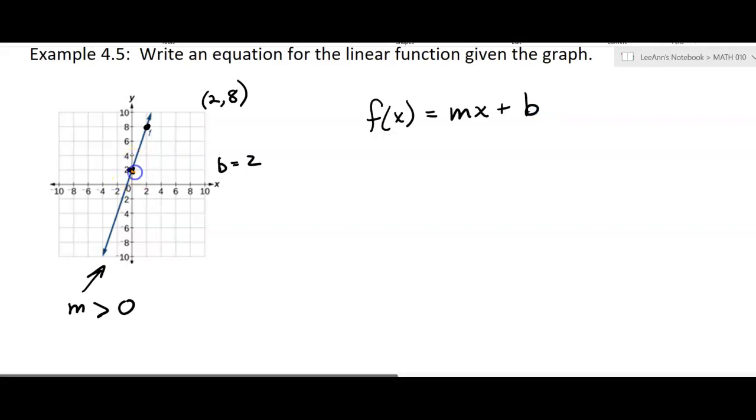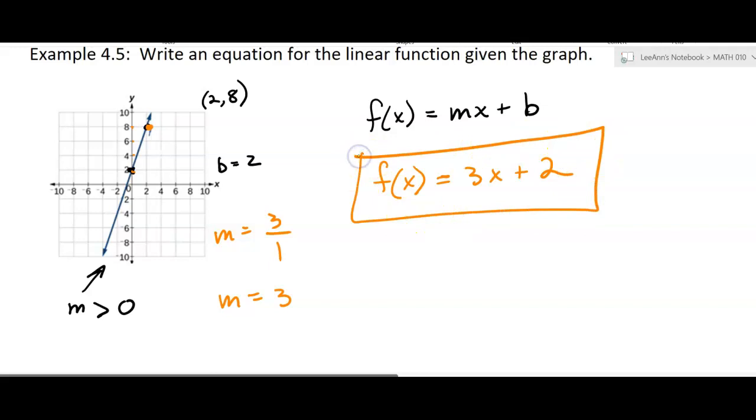So it looks like I'm going up 1, 2, 3. I'm rising 3. And then I'm going 1 over to the right, so I'm over 1. If the slope is 3 over 1 in the equation, we're just going to say the slope is 3. So my function is going to be f of x equals 3x plus 2. b was 2. Okay, so those problems are kind of fun.